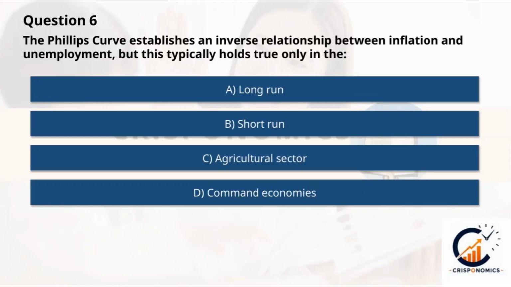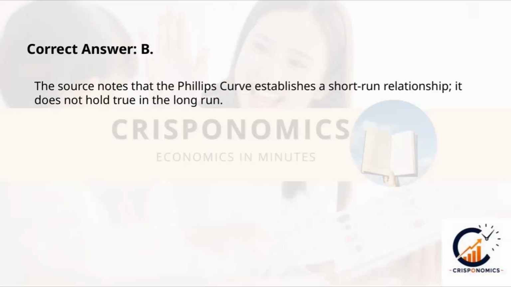The Phillips curve shows us an inverse relationship between inflation and unemployment. When one rises, the other tends to fall. But this connection usually holds true only in the short run. Over the long run, other factors come into play, and the relationship can break down. Understanding this distinction helps us see why policies might work differently depending on the time frame we're considering. The Phillips curve shows us a connection between inflation and unemployment, but only in the short run.